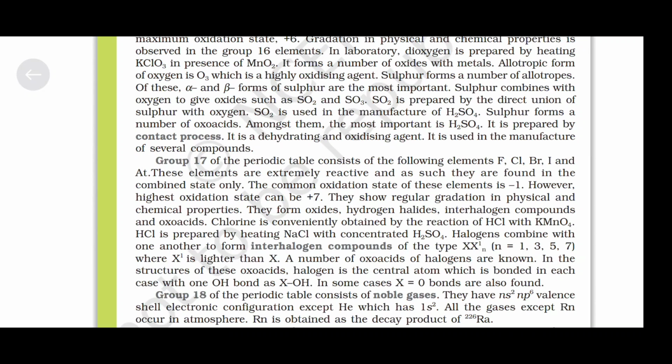Sulfur forms a number of oxoacids. Amongst them, the most important is H2SO4. It is prepared by contact process. It is a dehydrating and oxidizing agent. It is used in manufacture of several compounds.